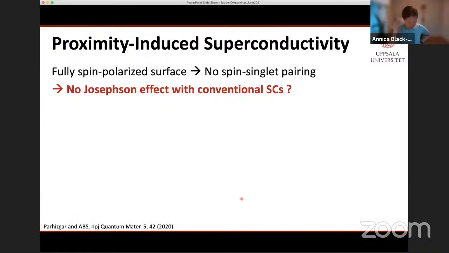So then the question is, if I take a slab of this material, I have one surface that's spin up polarized and one that is spin down polarized, and I put it next to two superconductors. I want to make a Josephson junction out of this, with a Weyl nodal loop material inside it, and I use conventional superconductors. The superconductors are spin singlet, and the material is fully spin polarized, so you would expect no Josephson effect in this material.